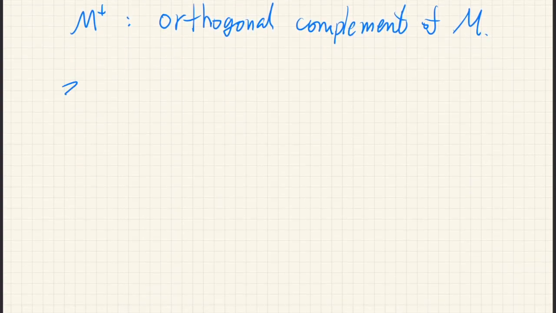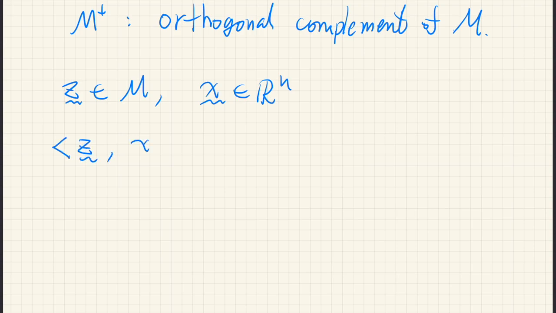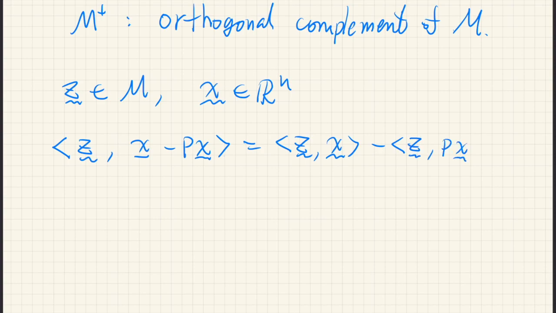Okay, now let z be any vector in M and x be any vector in the n-dimensional vector space. And consider this inner product between z and x minus px. Let's expand this, and we have z times x minus z times px. But using the property of the projection operator, we can move this p to here. So z times x minus pz times x.